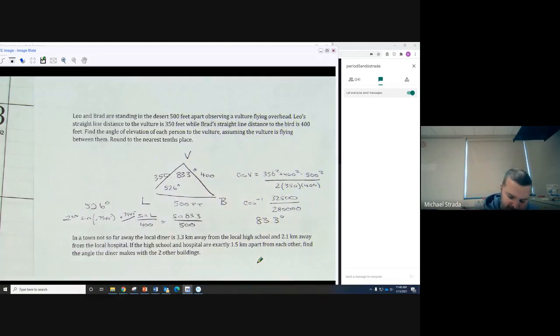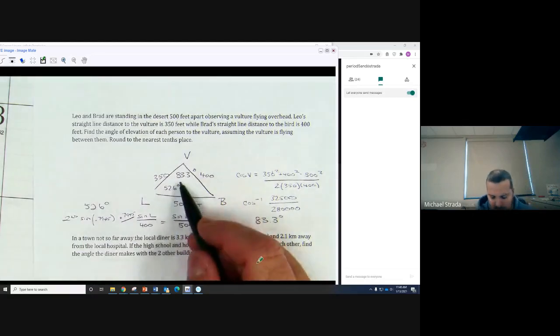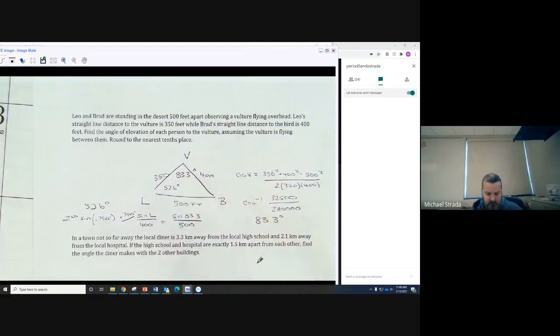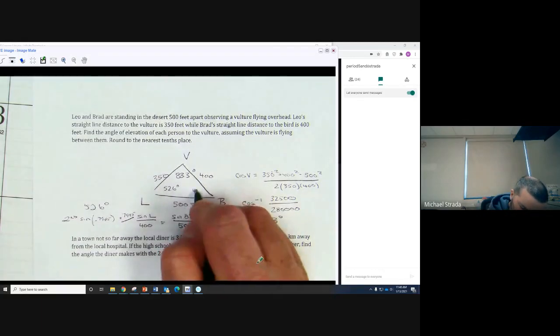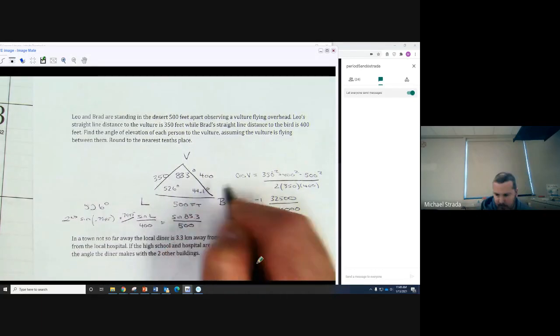And then finally, to get angle B, I would add them up. 83.3 plus 52.6 is 135.9. Subtract that from 180, and I believe you get 44.